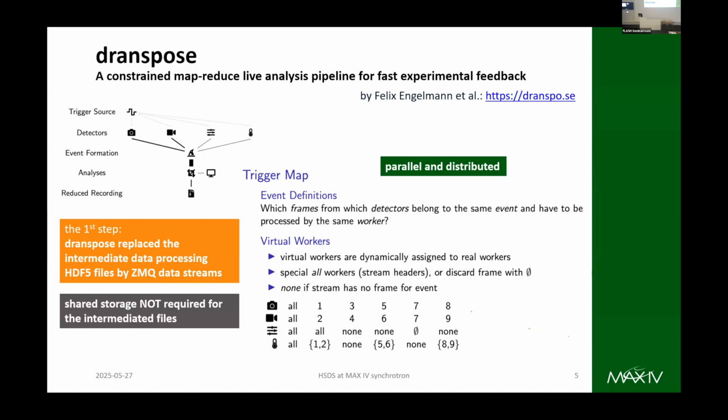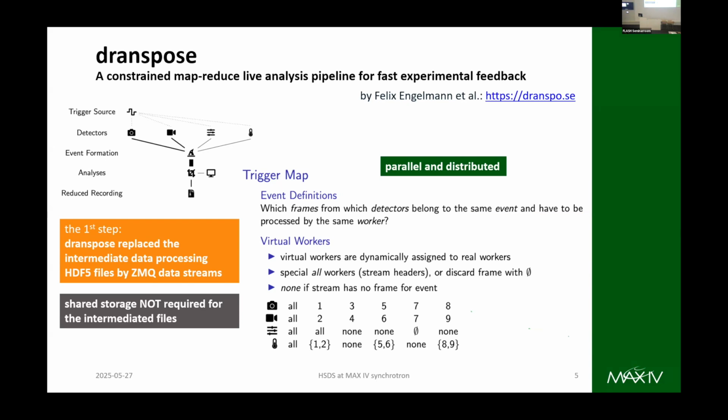That is called Dranspos, a constraint map-reduce live analysis pipeline for fast experimental feedback. Yeah. And the idea of Dranspos is that we have different detectors, different signal sources. They are usually hardware synchronized with triggers. And so the triggers are like forming events. This event data has to be merged, then processed, reduced. Yeah, and this reduced data can be visualized, for example. So this is how it usually works.